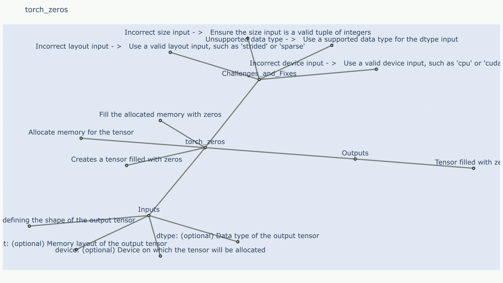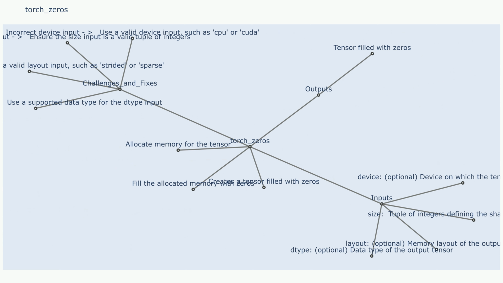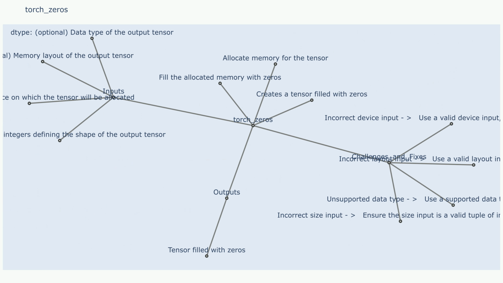dtype: this argument specifies the data type of the elements in the tensor. Common data types include torch.float32 (default), torch.float64, torch.int32, and torch.int64. Device: this argument specifies the device where the tensor will be allocated. You can choose between CPU (default) and CUDA for GPU.